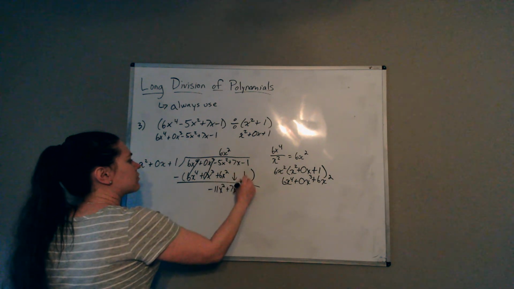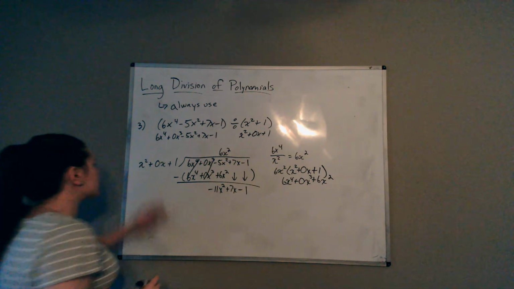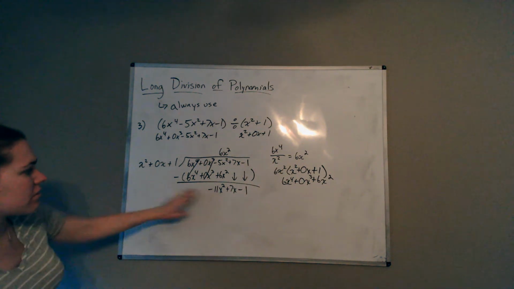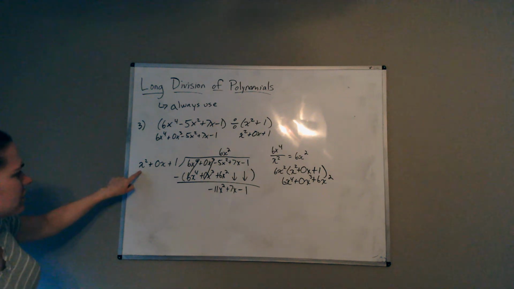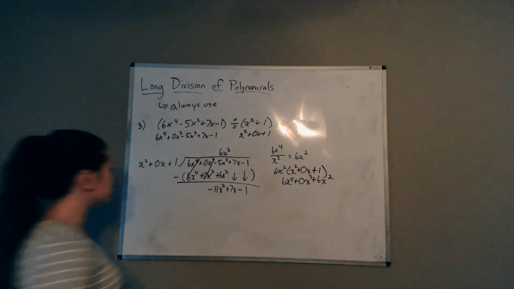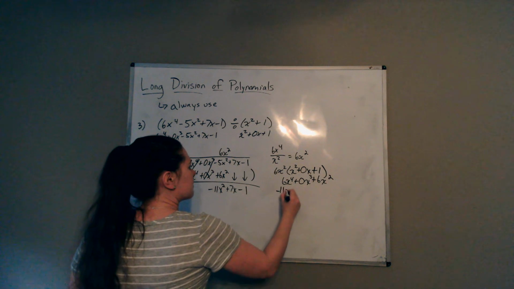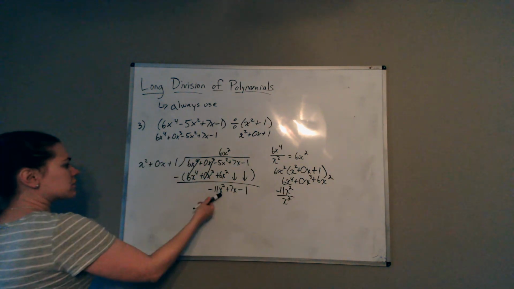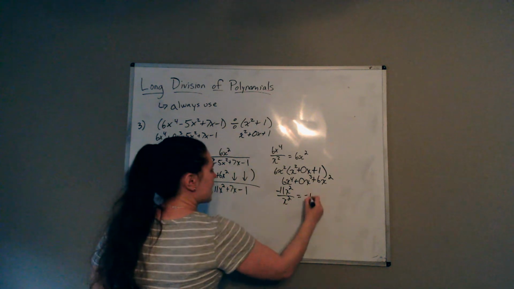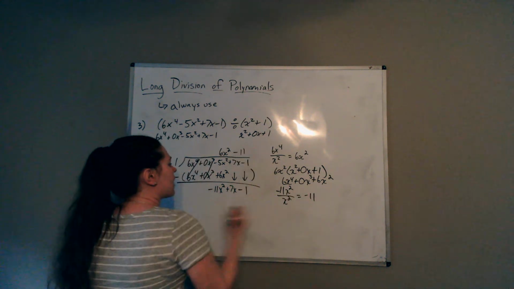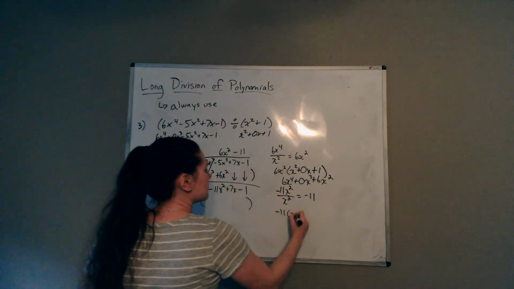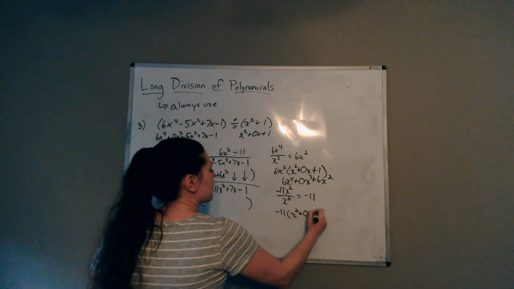Bring down all of the other terms. Now do we say to ourselves, should we keep going? Yes, because they're the same degree right now. You stop once the remainder's degree is smaller than the divisor's degree. Negative 11x squared over x squared: how many times does this go into this without going over? That's going to be negative 11. And now we have to take out what we just put into the quotient. So negative 11 times x squared plus 0x plus 1.